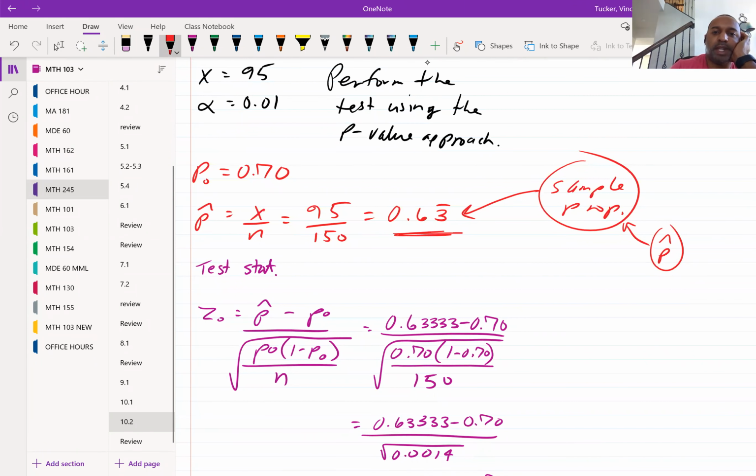So notice P hat was 0.6 with 3 repeated. When I wrote down here, I wrote 0.6 and then went out at least 4 more 3s just to give you the most accurate answer possible. So I did 0.633333 minus 0.70. It would not be to your benefit to just write 0.63. You do need to take it out some decimal places so your answer can be as accurate as possible. Remember we mentioned before, going out 4 or 5 decimal places should be safe. All right.